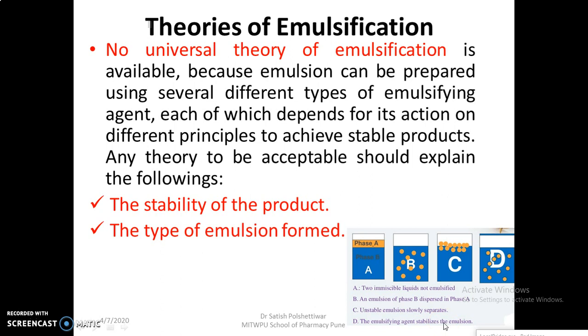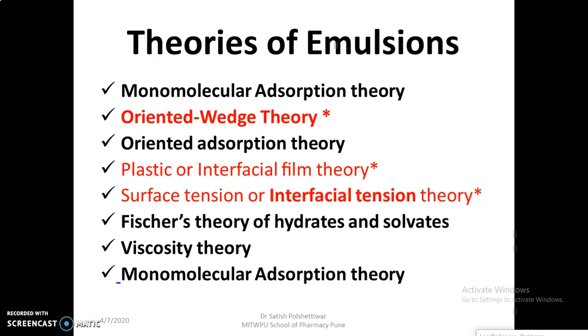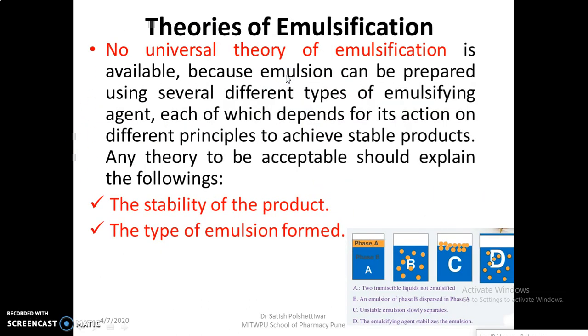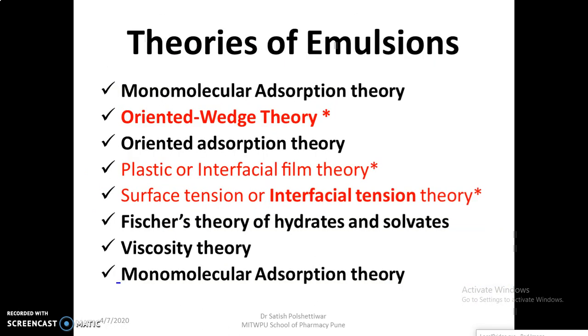You have to select the emulsifying agent depending on the HLB value that we have discussed in my previous video. Go through my previous video where you understood the HLB scale and how it is useful to make a stable suspension or emulsion, even suspension also. Theories of emulsion: there are different theories, but among these three theories are very important: the oriented wedge theory, plastic interfacial film theory, and surface tension or interfacial tension theory. Other theories also exist, but they are not that useful, and these three theories are mostly used. Just now we talked, there is no universal theory of emulsification.